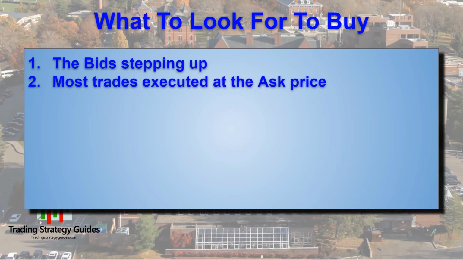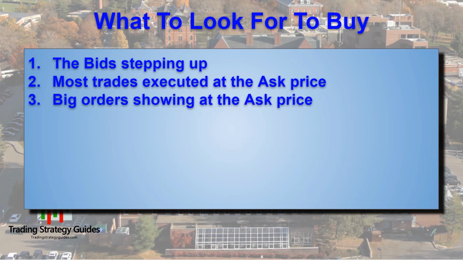Next, you should see most trades executing on the ask price. Right now, a lot of orders are coming from the supply side of the market. Eventually, the supply side will be empty. Then you should see big orders showing on the ask price. With big orders at the ask price, the price is unlikely to drop because shares will immediately be taken up by those orders.